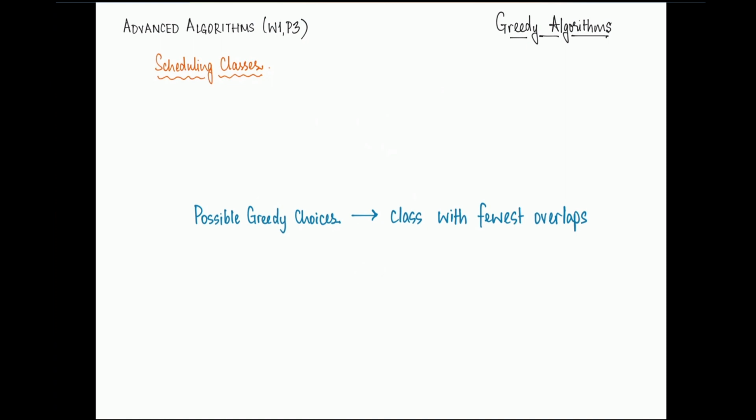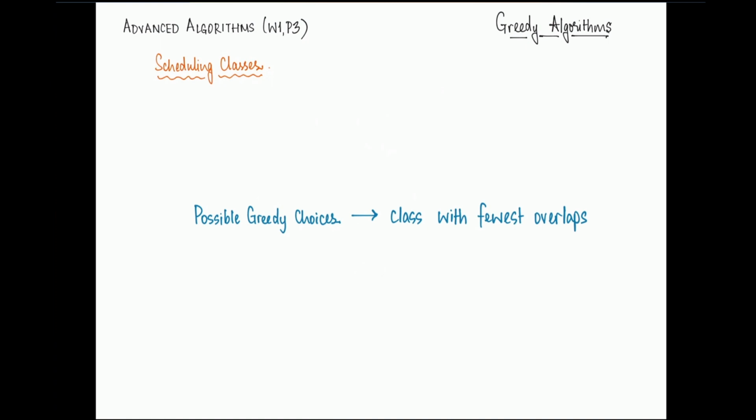So you pick a class that conflicts with the fewest number of other classes. In other words, pick every class and make a note of how many other classes it overlaps with, and then choose the class for which this number is the smallest, breaking ties arbitrarily. And then what you can do is pick this class and delete all the classes that are conflicting with it, because you won't be able to pick them anyway, and then you repeat this exercise and keep going until there's at least one class left. So that would be the greedy algorithm based on this strategy.